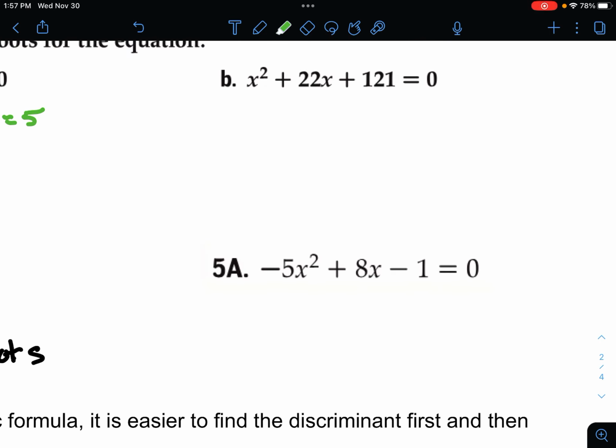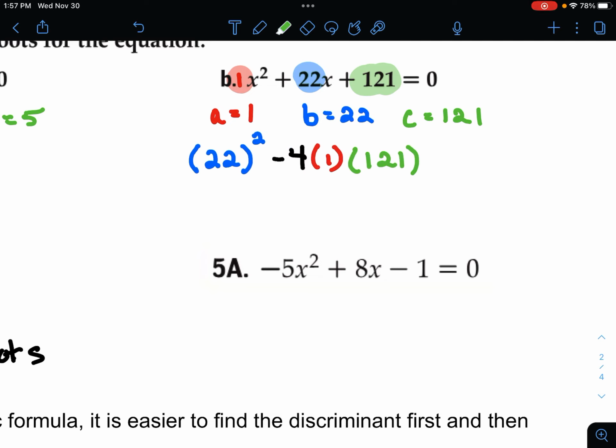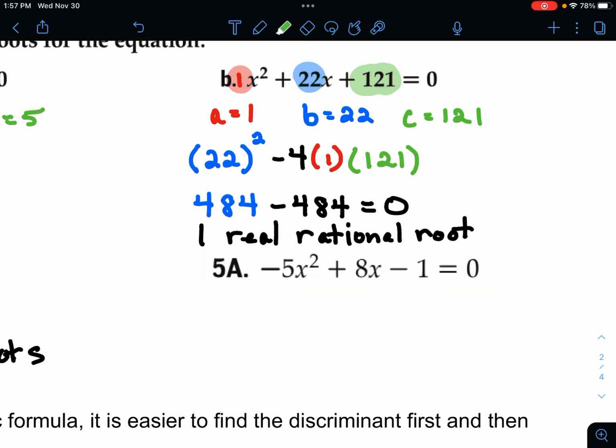First, again, let's identify the a, b, and the c. You might see the x squared, there's not a visible number there, so remember that's just a 1. So our a is the value of 1. b is going to be 22, and c is 121. So again, plug it into b squared minus 4ac. That gives us 22 squared minus 4 times 1 times 121, which gives us 484 minus 484, and that's absolutely 0. So since our discriminant is 0, we know that we're only going to have one real rational root for this problem.